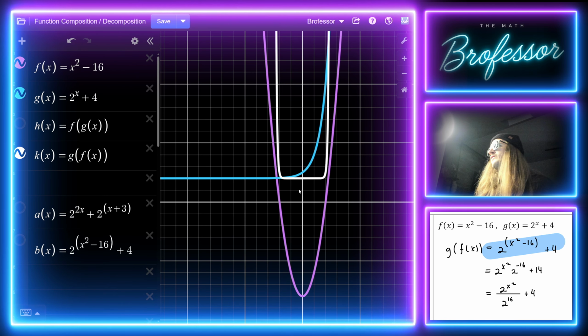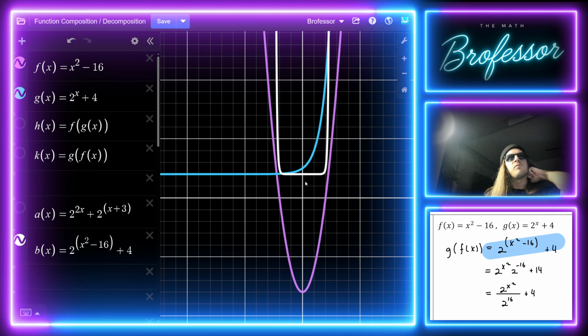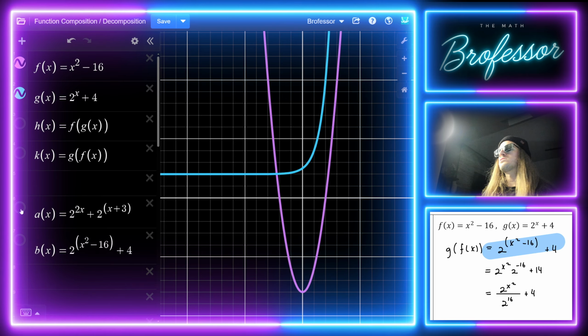So we have some kind of smushed parabola maybe, or maybe it's like a mirrored smushed exponential. And like I said, that's going to be the same there. So that's a cool looking graph right there. What did we do? We plugged a quadratic into an exponential. The quadratic is on the inside, the exponential is on the outside. Very neat.